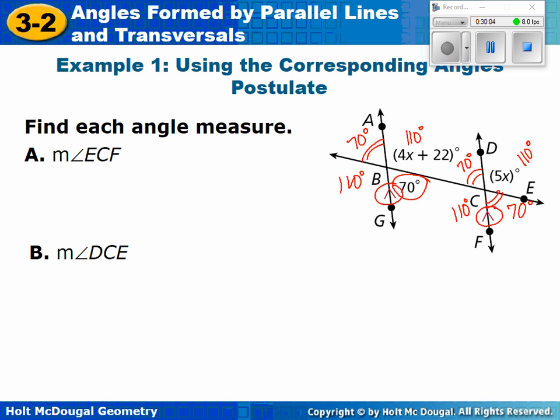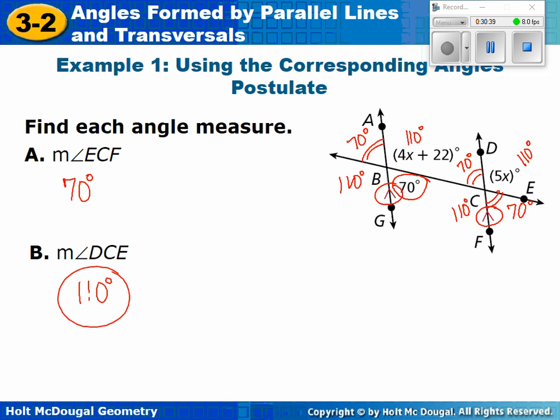So what's the measure of angle ECF in the picture? 70 degrees. What about DCE? 110. Did we have to use those variable expressions, 4x plus 22 or 5x at all? No. Sometimes you're going to have to, but in this case, if they gave us an angle measure, we don't even need those. They might ask you to find x. If they did, then we could work it one of two ways. We could say 5x equals 110, or we could say 4x plus 22 equals 110, and solve for x.